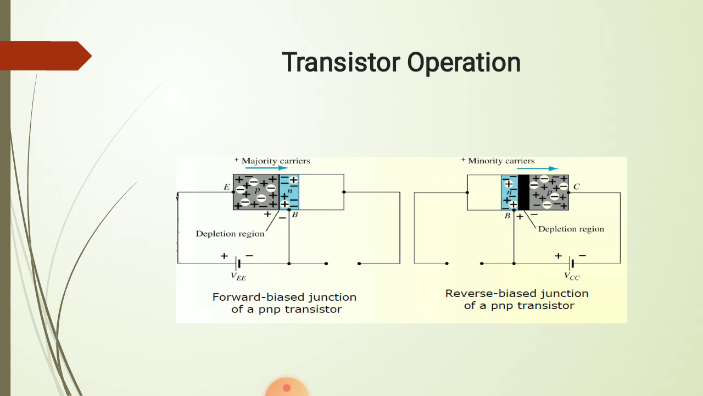Next is the transistor operation. Let's see this diagram of the forward-biased junction of a PNP transistor and the reverse-biased junction of a PNP transistor. The basic operation will be described using the PNP transistor. The operation of the NPN transistor is exactly the same if the roles played by the electrons and holes are interchanged. One PN junction of a transistor is reverse biased, whereas the other is forward biased.